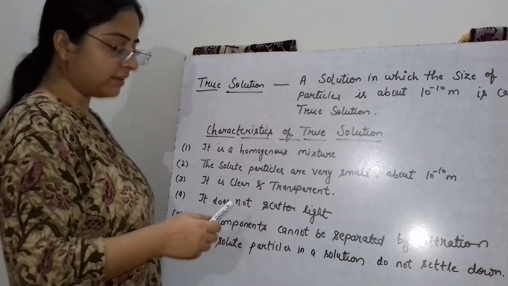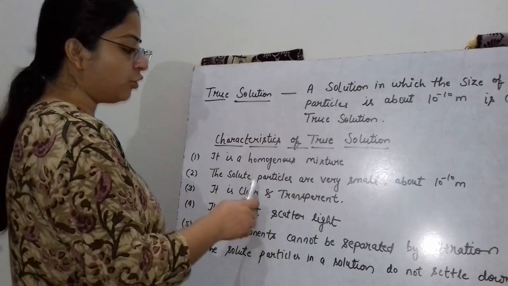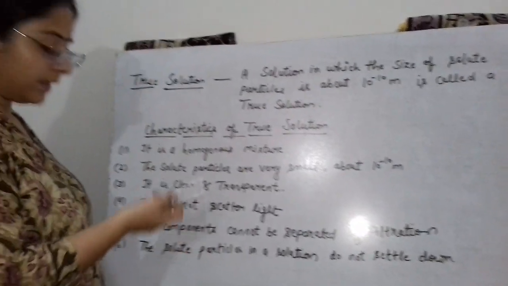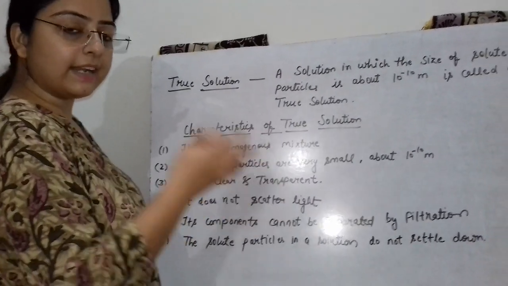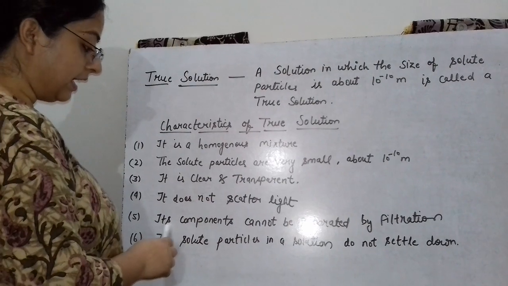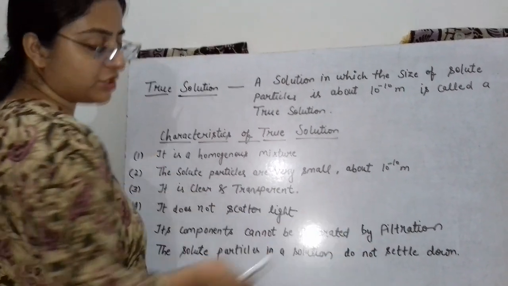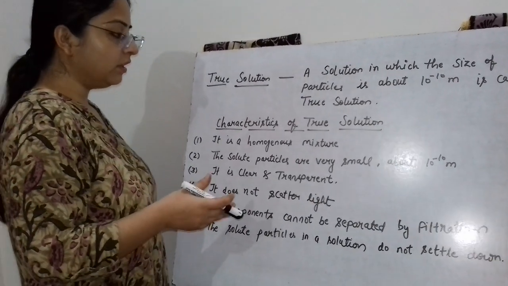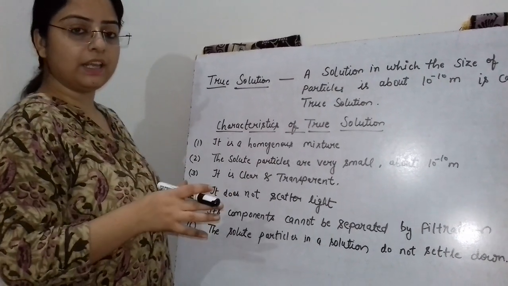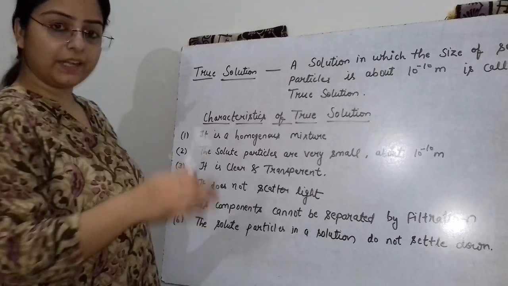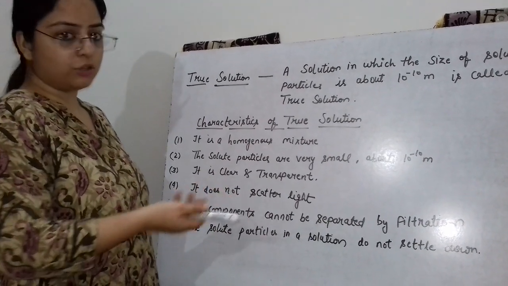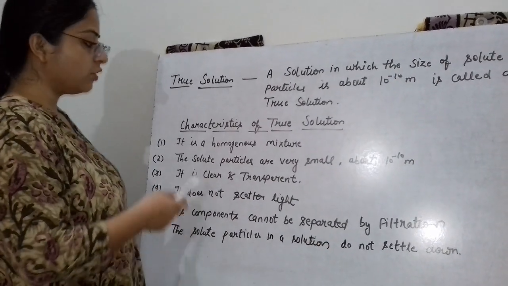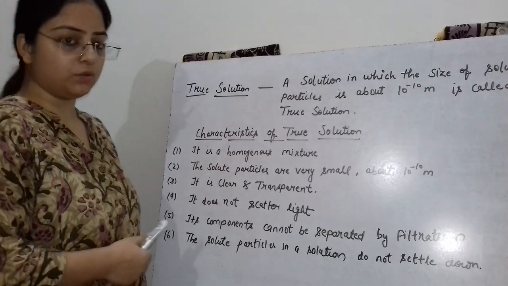It is a homogeneous mixture. The solute particles are very small, about 10 to the power minus 10 meter. It is clear and transparent. It does not scatter light. Scattering of light does not take place in the true solution. Its components cannot be separated by filtration. By the filtration method, the components of a true solution cannot be separated because the solute is completely dissolved in the solvent. For example, sugar solution is a true solution only. The solute particles in the solution do not settle down. So these are certain characteristics of a true solution.